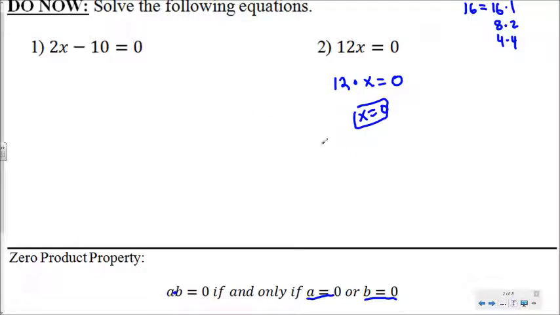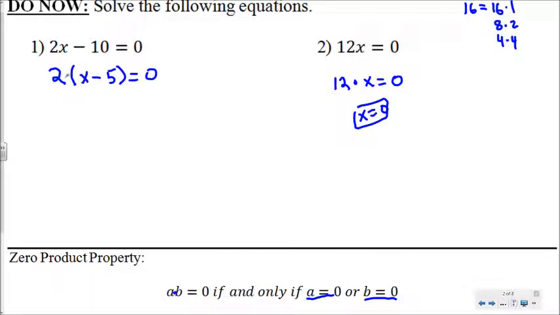Now, you can actually always use that property. When you have 2 values equal to 0, it must be the case that one of the factors of that number is 0. So if I go back and look at number 1 and I factor it by pulling out the greatest common factor of 2, I'll be left with x minus 5.